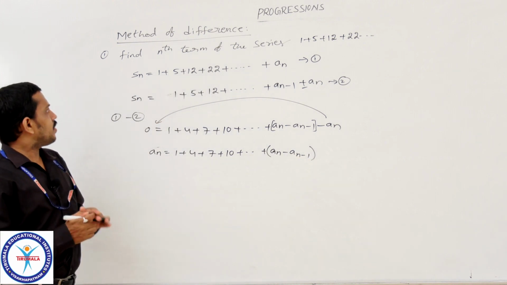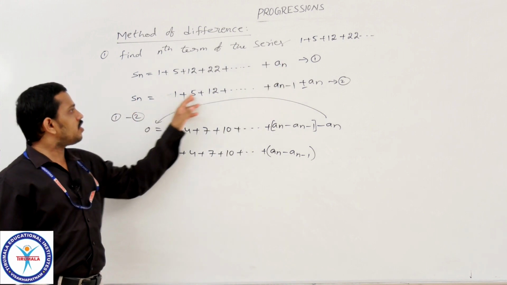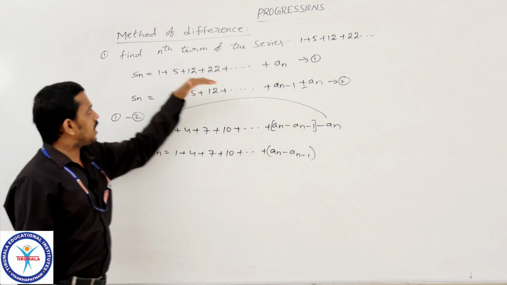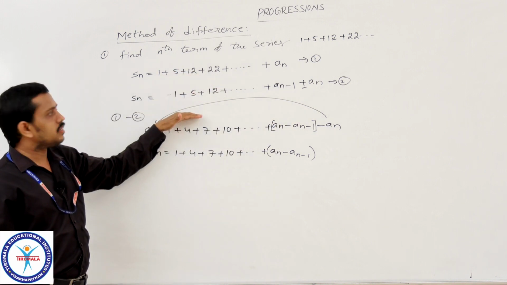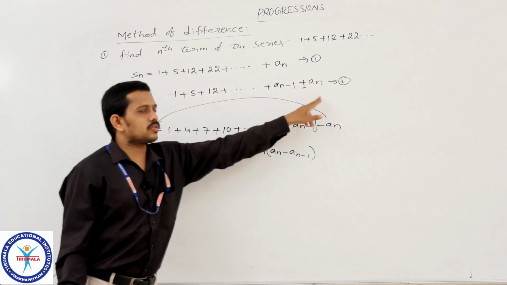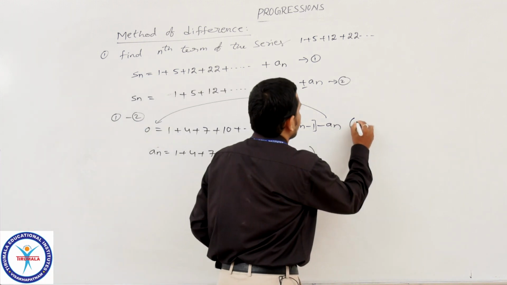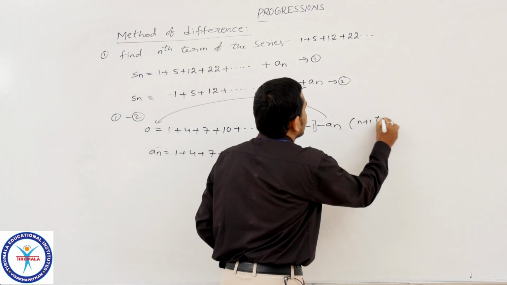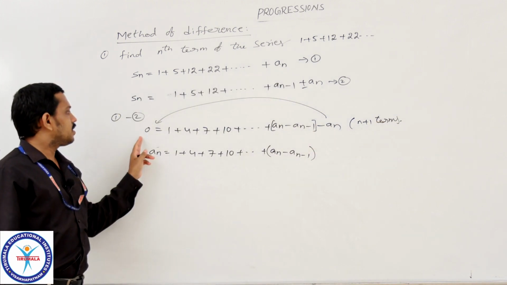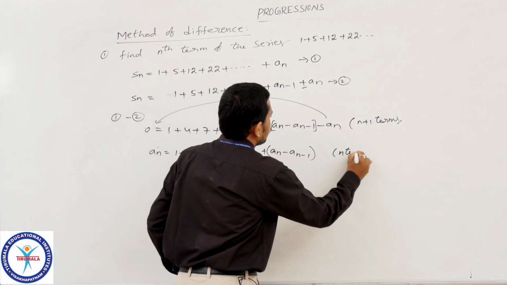See here, what is the total number of terms here? N terms. Here also n terms only, but one step moves to the right side. Then we add these two sequences. We have one step moved, so here 1 plus n terms. The total number of terms is n plus 1 terms. Now, by taking An on the left side, we have a total of n terms.